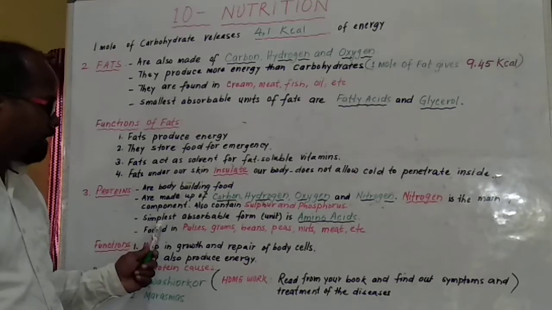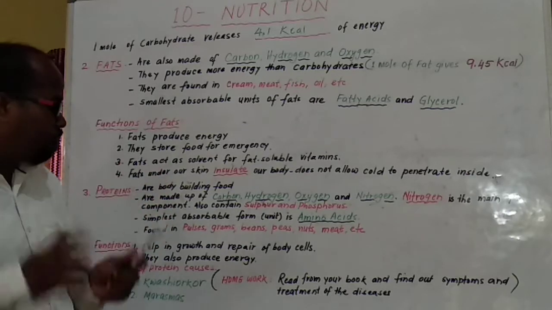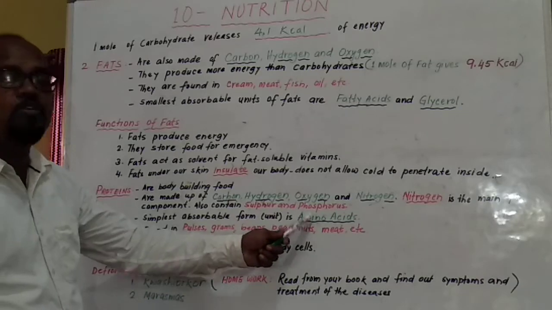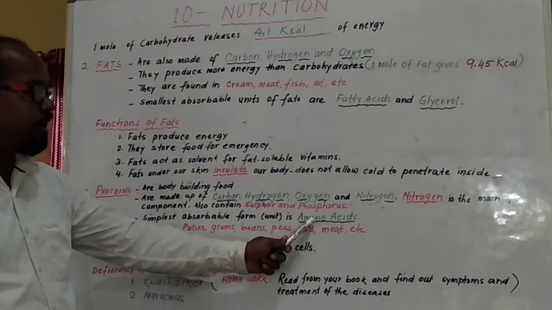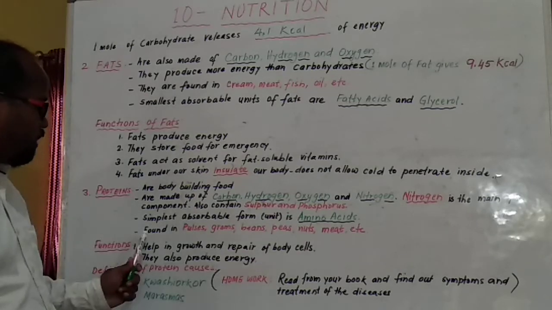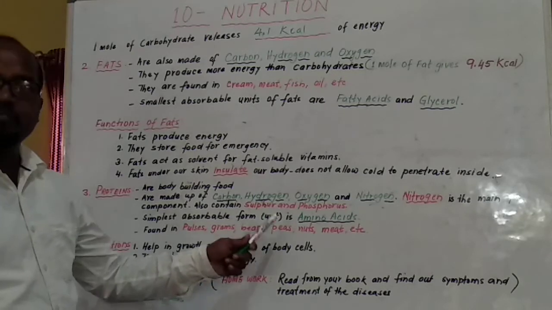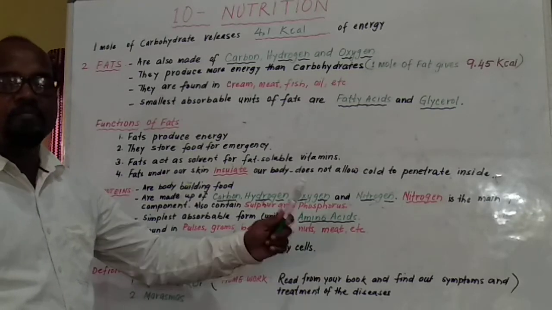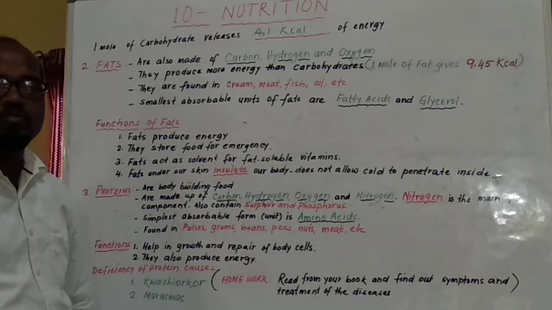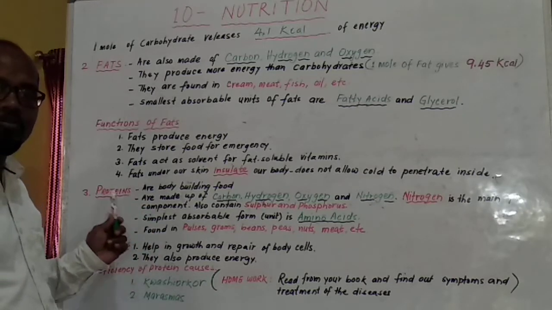Another point, the absorbable forms. Protein as a whole is very complex. They have to be broken down into smallest units called amino acids. So these are the absorbable form, amino acids. Where are they found? Pulses, grains, dal, beans, peas, nuts, meat, fish, etc. They are found in wide varieties of food. So these are some of the points about proteins.